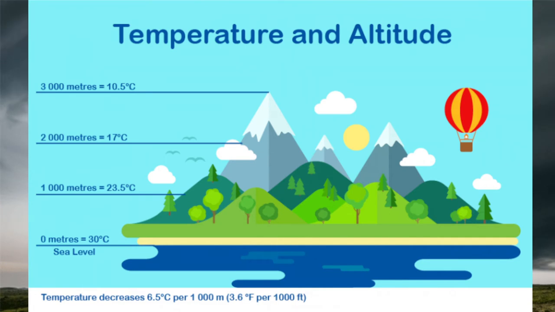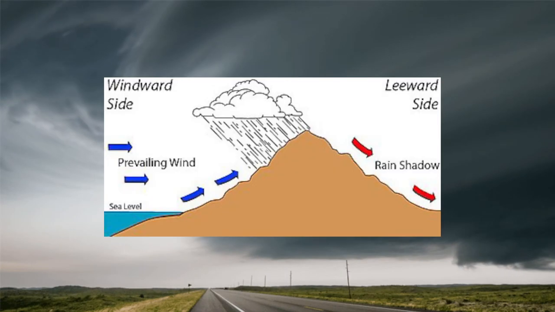So that's an interesting perspective, but in this graphic, you can see that right at sea level, it's 30 degrees Celsius, 1,000 meters above, 23.5 degrees Celsius, 2,000 meters above, 17 degrees Celsius, and 3,000 meters above, 10.5 degrees Celsius. So temperature decreases in this graphic at 6.5 degrees Celsius per 1,000 meters, or 3.6 degrees Fahrenheit per 1,000 feet. And let's take a look at the geographic positions.